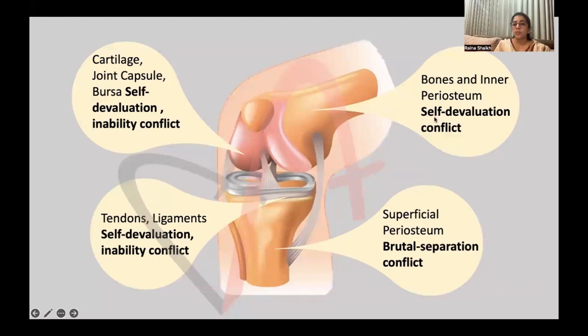Similarly, if it is the bones and the periosteum, then it is a self-devaluation conflict. If the tendons and ligaments are affected, it is a self-devaluation inability conflict. And if the superficial periosteum is affected, then it is the brutal separation conflict. This brutal separation, because here it is of ectodermal origin, as we have read earlier, that the superficial periosteum is from the ectodermal and the rest is all from the mesodermal origin.